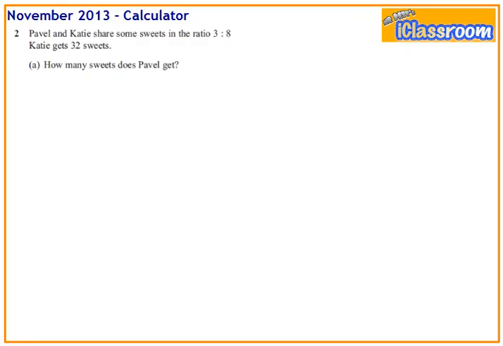Question 2 is on ratio. We've got two people who are sharing an amount. So we've got Pavel and Katie who are sharing sweets in the ratio 3 to 8. So this was Pavel and this was Katie. I always like to remind myself which part of the ratio refers to which person. If I read on, I find out that Katie gets 32 sweets. I need to find out how many sweets Pavel gets. Okay, so Katie, who is our 8 parts of our ratio, gets 32 sweets. So I know 8 parts is worth 32 sweets.